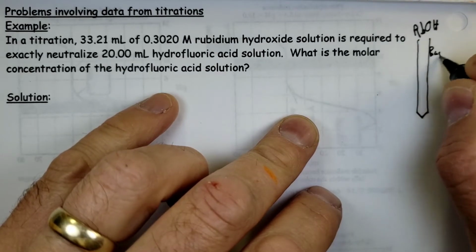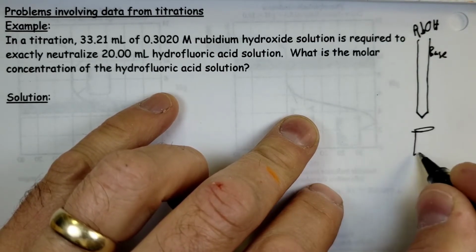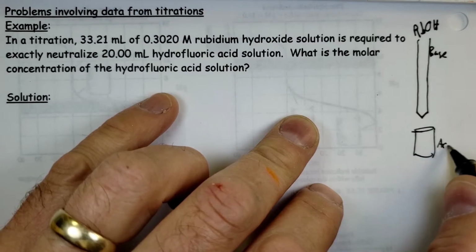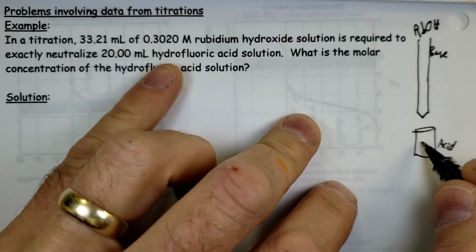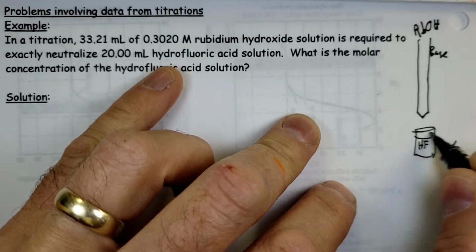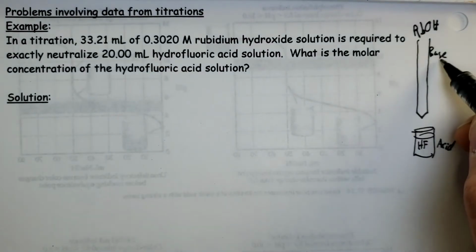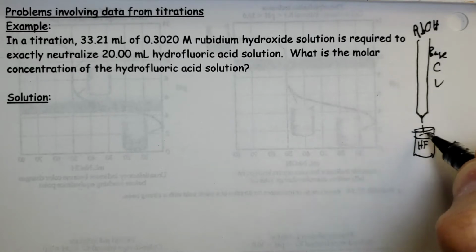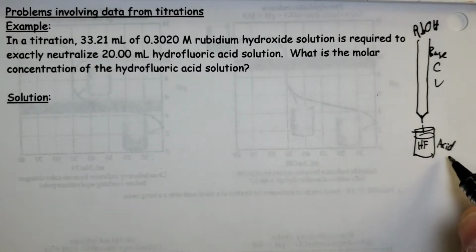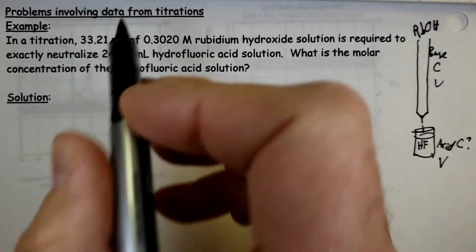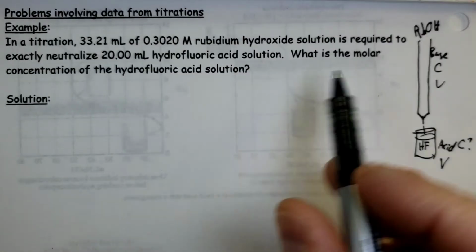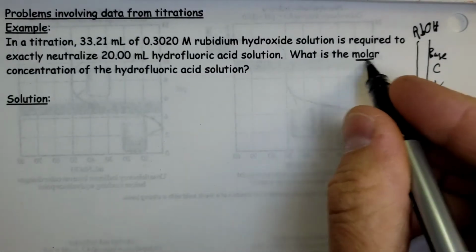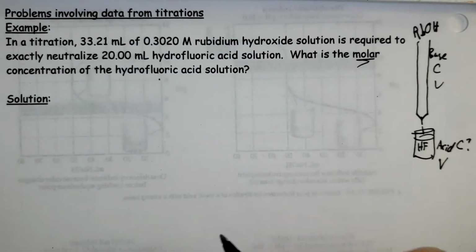So that's my base. And I'm taking that and adding it to the acid here, which is hydrofluoric. Over here, I know the concentration of this, and I know how much I used to neutralize. Over here in my acid, I know that I have 20 mils of it, but I don't know the concentration. And in fact, this is what we're figuring out here: the molar concentration of the hydrofluoric acid solution.